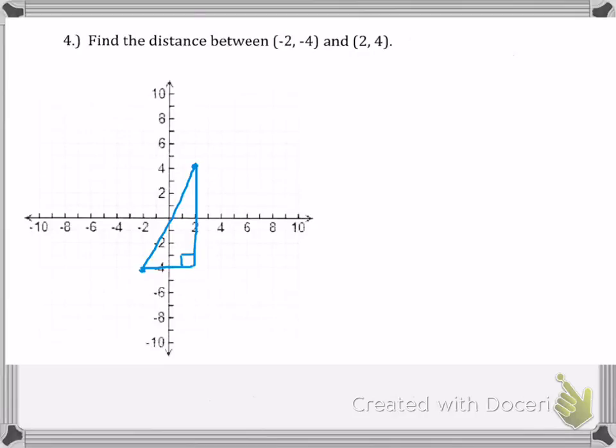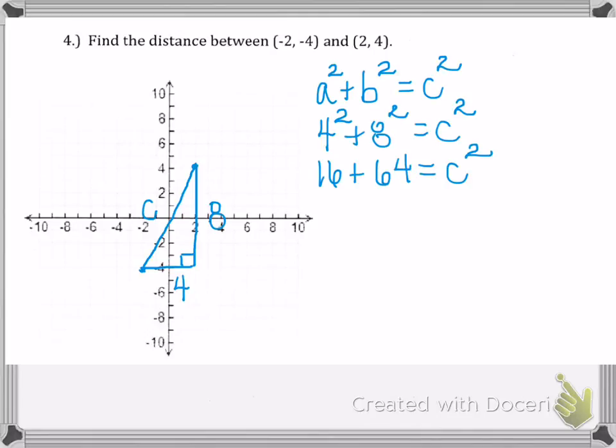I want to label what I can find from my graph just by counting blocks. The bottom base is 4 units long. The side base or leg of the right triangle is 8 units long, and I am finding C. So let's plug that into the Pythagorean theorem. So here you'll see my formula, my plug-in, and my work line. The sum of the squares of the two legs are going to give me a total of 80. And to undo the power of 2, you need to take the square root of 80.